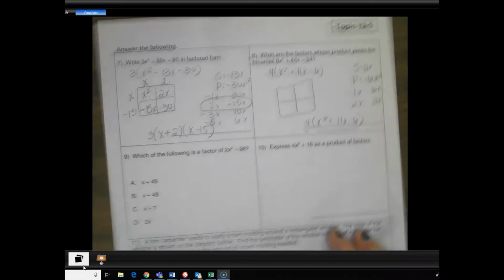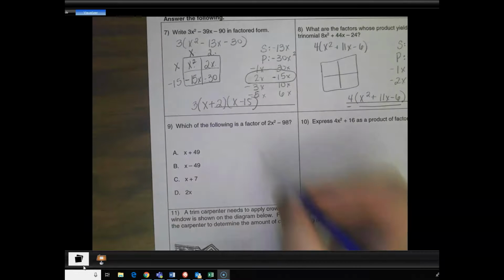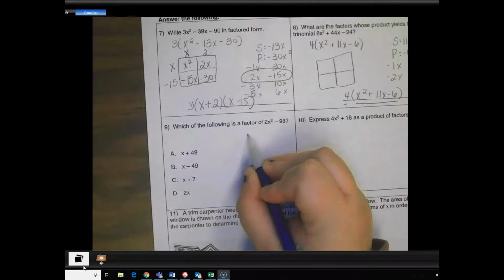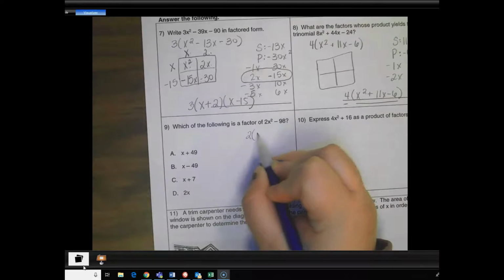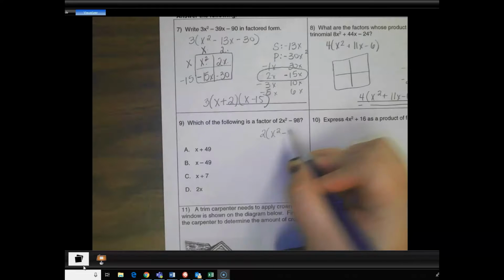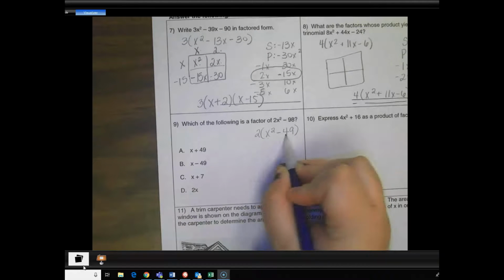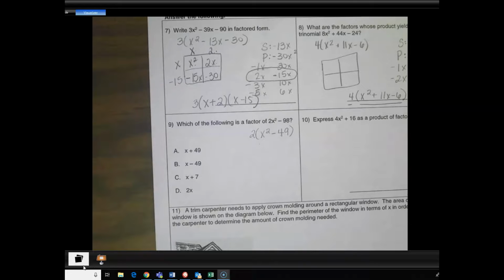All right, let's look at number 9. I'm going to get you started on 9, and I'm going to let you finish it up by yourself. So which one is a factor? I've got 4 options. I'm going to pull out my 2 here. And hopefully you recognize that this is a binomial, it is subtraction, and they're both perfect squares. So I want you to pause the video, finish this one out, and then see which one matches it.